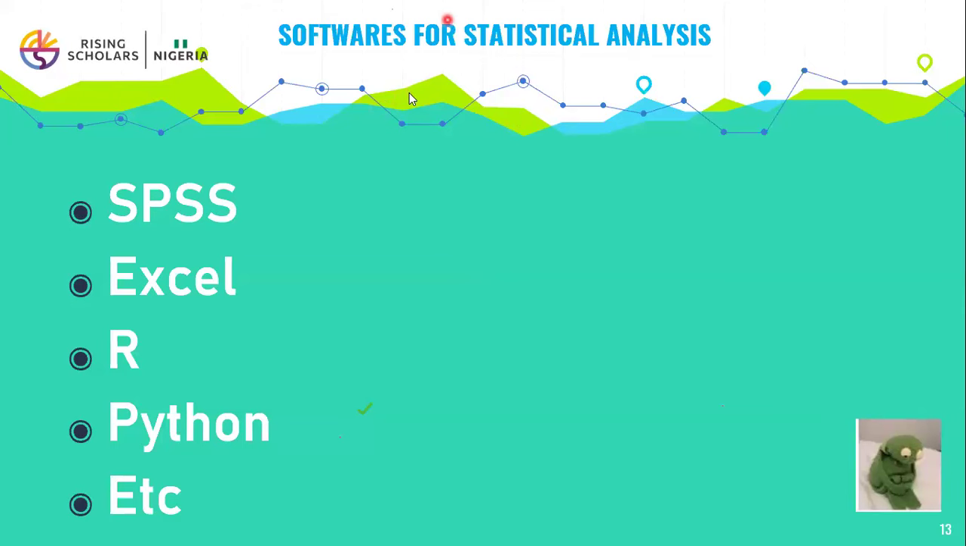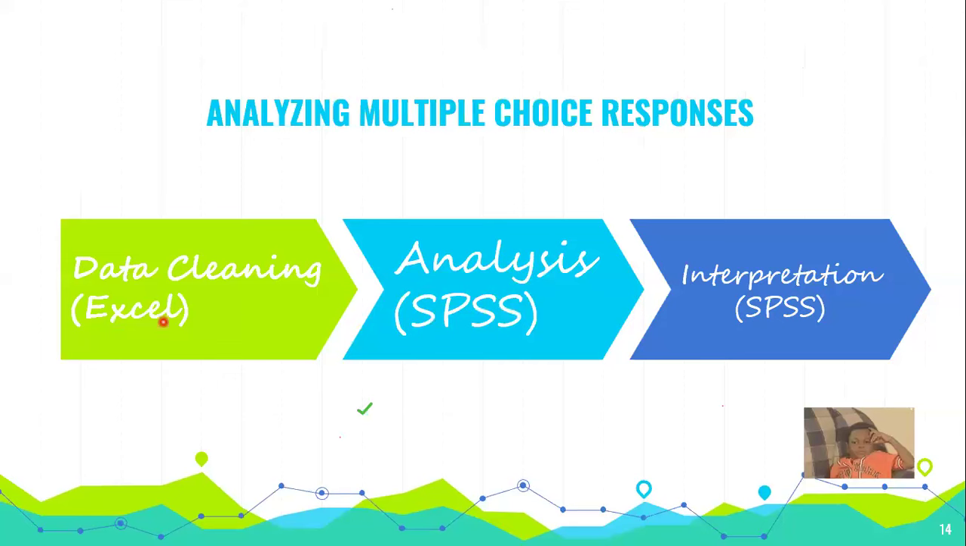So for analyzing multiple choice response, my preference is SPSS and Excel. I always combine the two of them more often than not in all analysis. Because I like to do the cleaning with Excel. It's very easy for me to clean with Excel. I like to do analysis with SPSS. I like to do interpretation with SPSS.